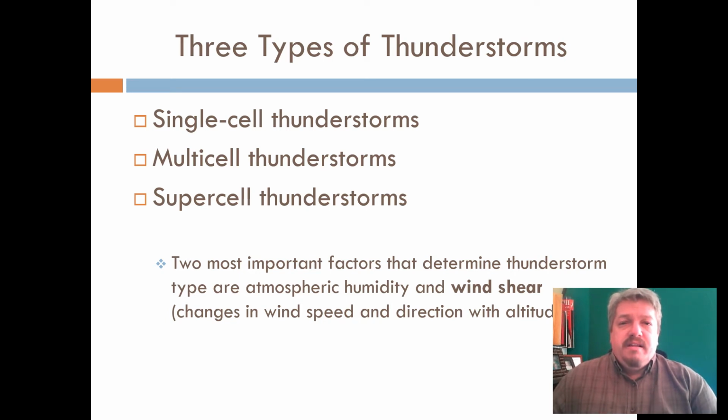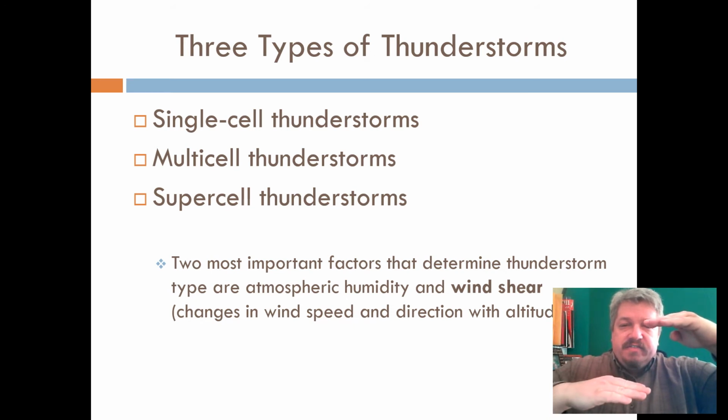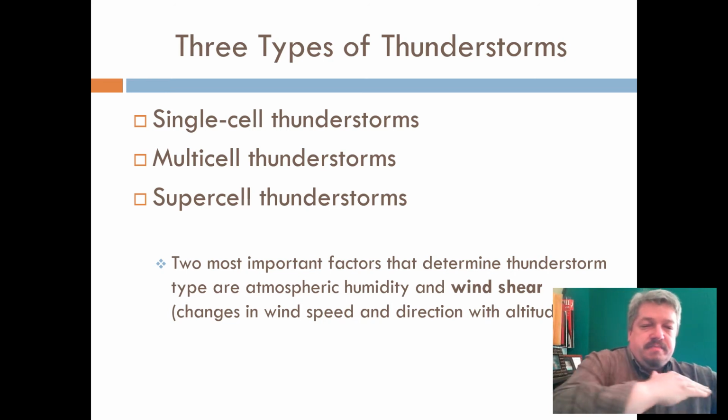How much humidity is in the air? Think of humidity as gas for a thunderstorm. The more humidity, the more fuel. And then secondly, wind shear. What that means is, what is the wind doing high up in the air versus the surface? Is there a difference? Are they flowing in opposite directions or at different speeds?